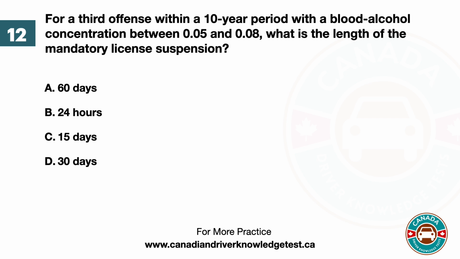Question 12. For a third offense within a 10-year period with a blood alcohol concentration between 0.05 and 0.08, what is the length of the mandatory license suspension? A. 60 days. B. 24 hours. C. 15 days. D. 30 days. The answer is D. 30 days.